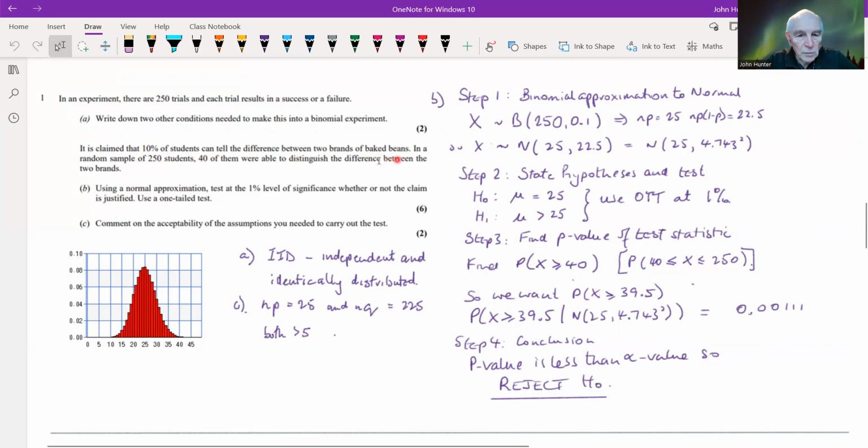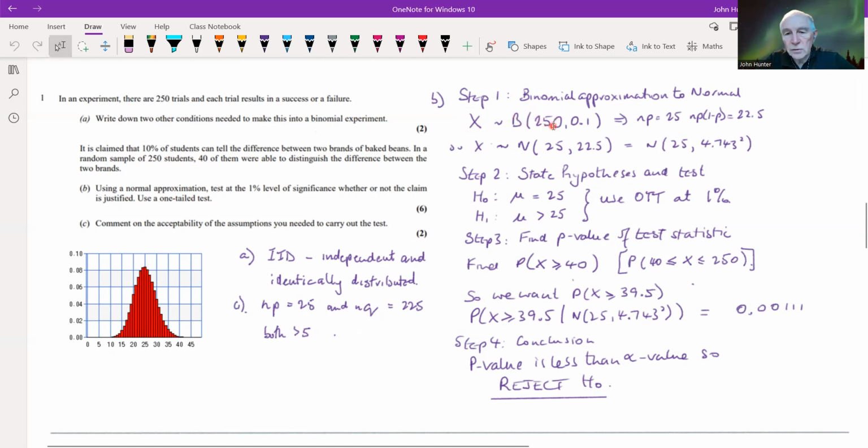They're able to distinguish the difference. So in a sample of 250, 40 of them were able to distinguish. Using a normal approximation, test at the 1% level of significance whether or not the claim is justified. Use a one-tail test. Okay, so what we've got here is this random variable is binomial.